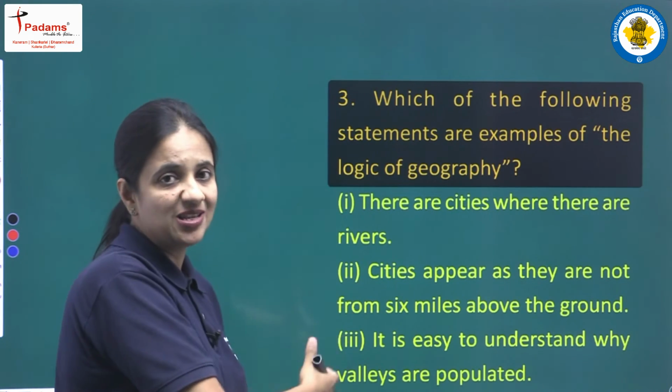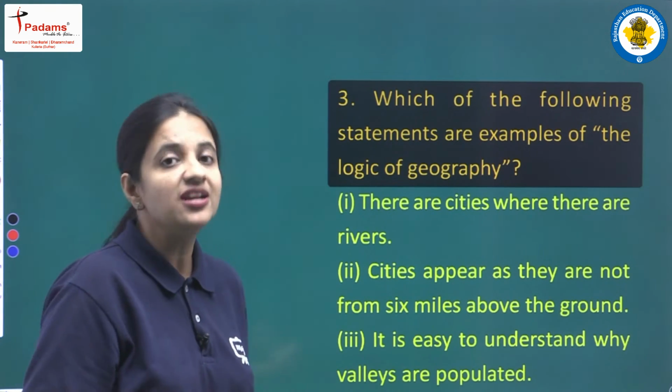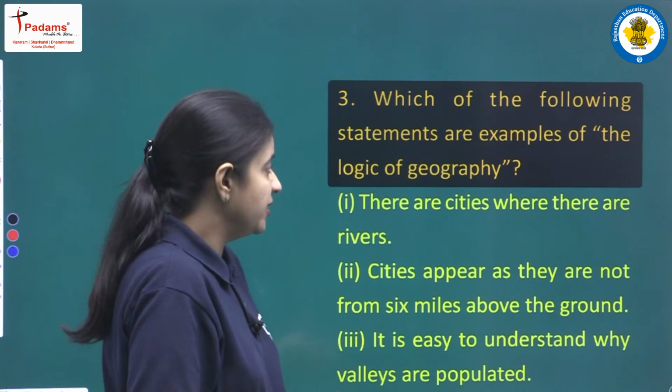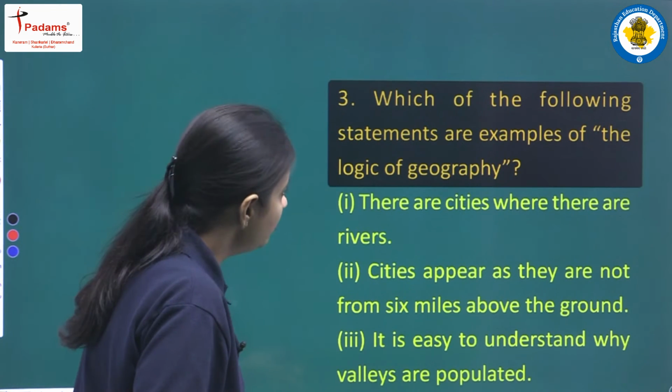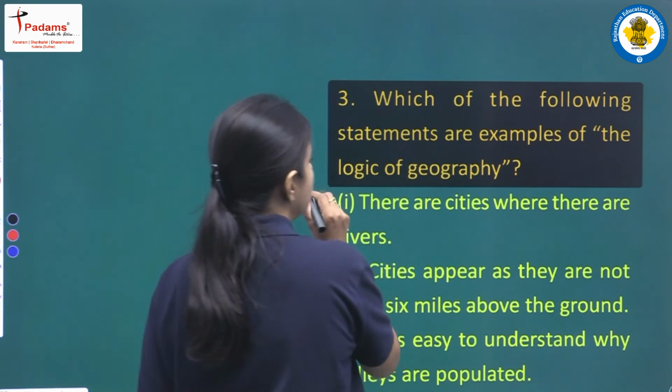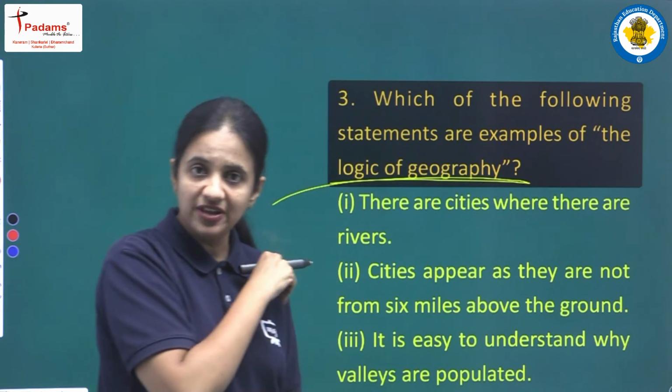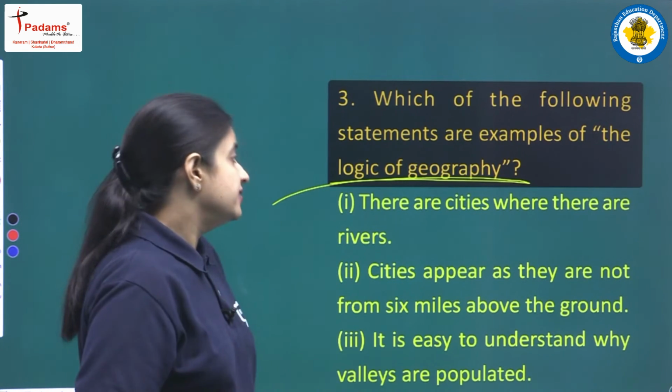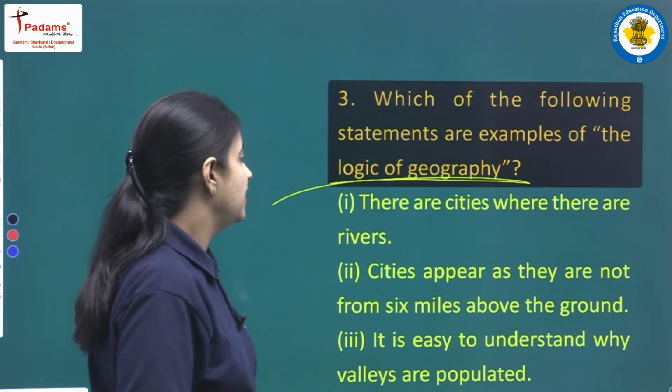Next question: which of the following statements are examples of the logic of geography? Now we have some statements. We have to read all the statements and then mark the statements that are examples of the logic of geography. So let's read the first. There are cities where there are rivers.